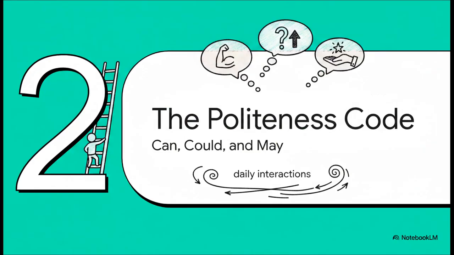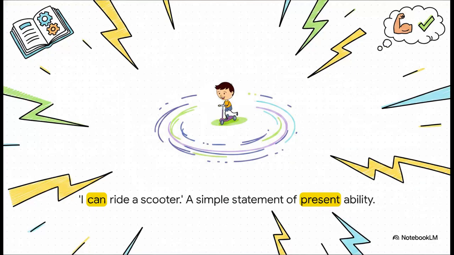All right, moving on. Let's talk about how three little words, can, could, and may, can have a huge impact on our daily conversations. Seriously, from just talking about what you're able to do to making polite requests, these words are key. So, let's start with the most straightforward one, ability. What are you able to do right now? For that, we use can. Simple as that. I can ride a scooter. It's just a statement about what you're capable of doing in the present.